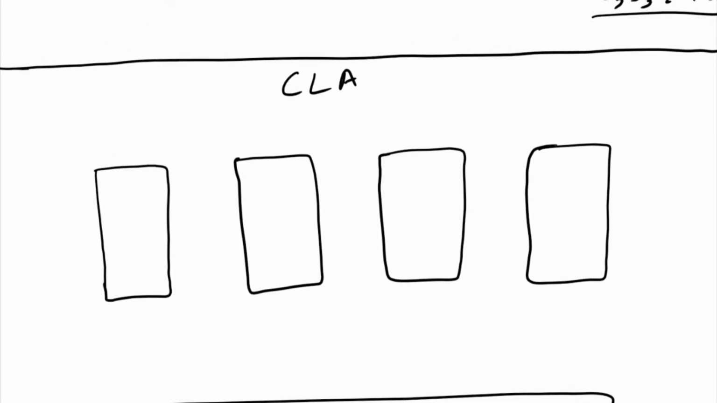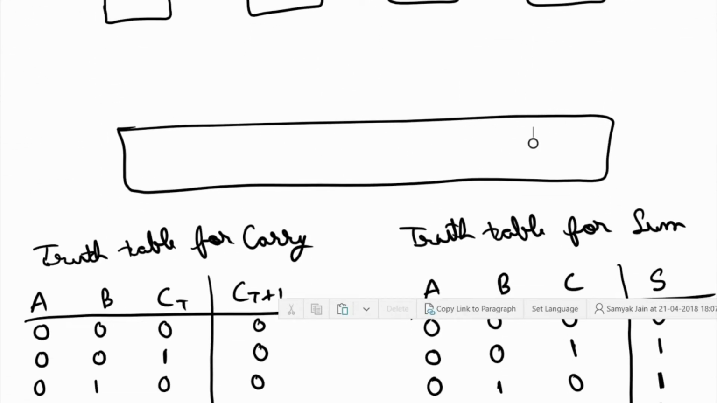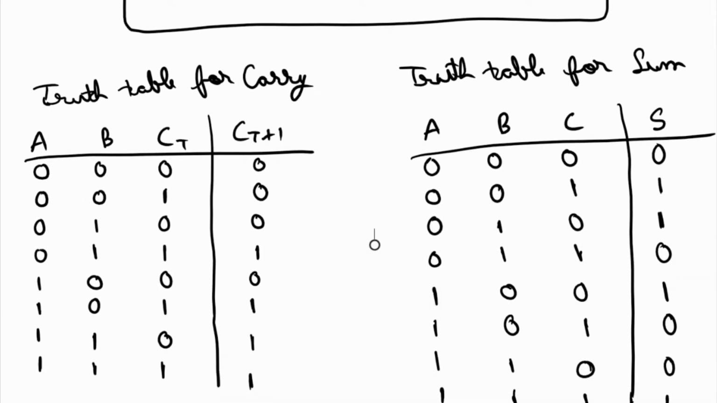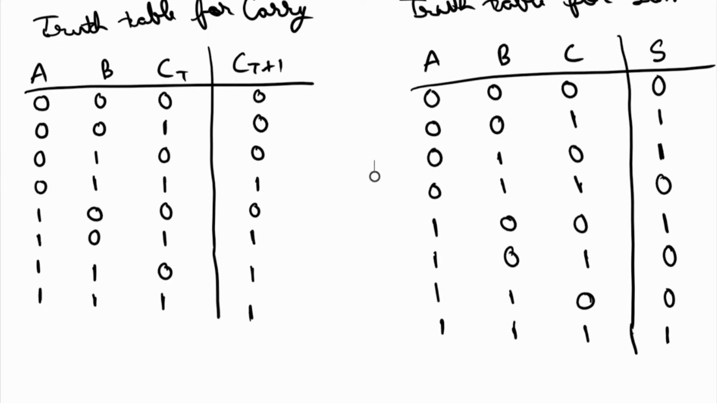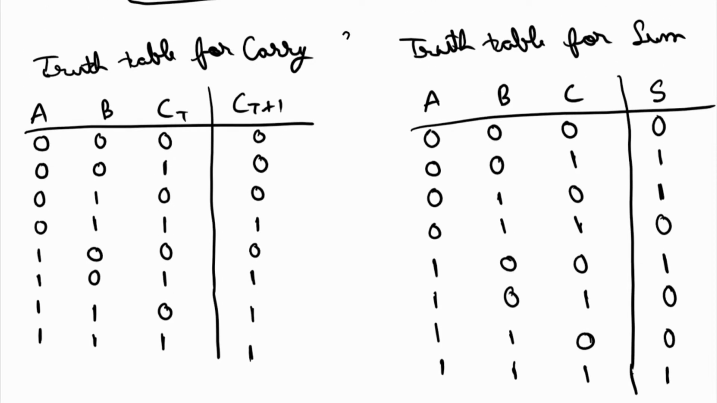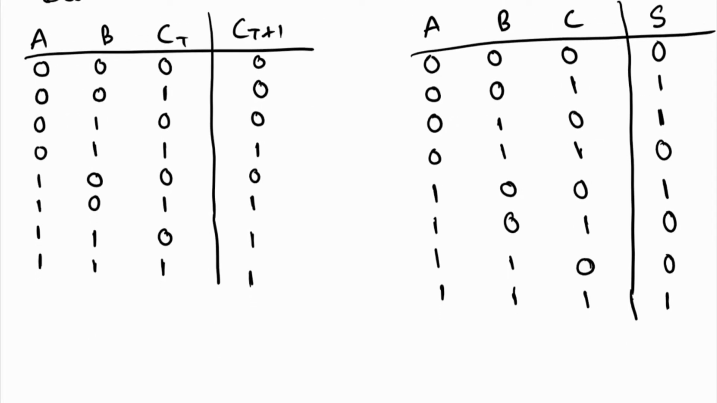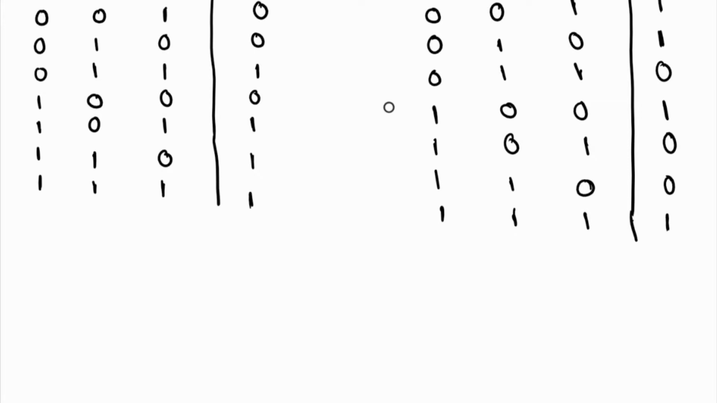CLA is a more refined version of RCA. We will learn this by this truth table. This is the truth table of carry, and this one is for sum. From this truth table we can see when we add any 2-bit number, like when we add 0 0, we'll get a carry of 0. When we add 1 1, we'll get a carry of 1. So when we get two ones or more than two ones, we'll get a carry of 1.